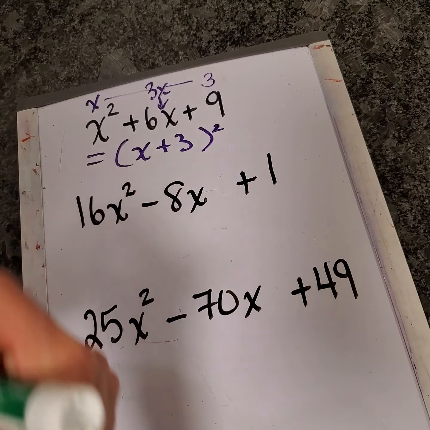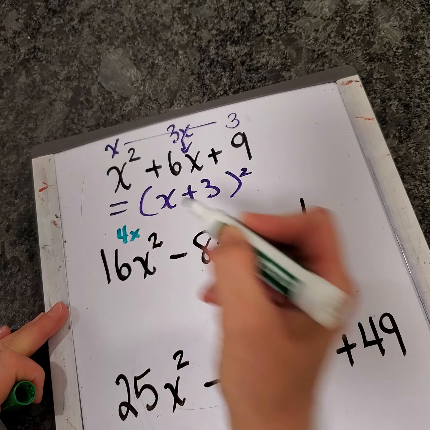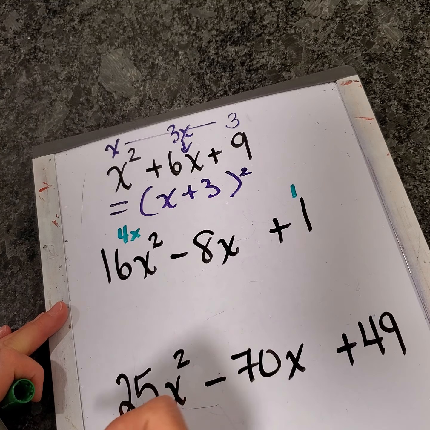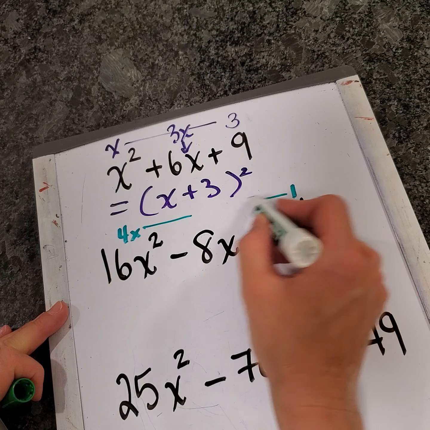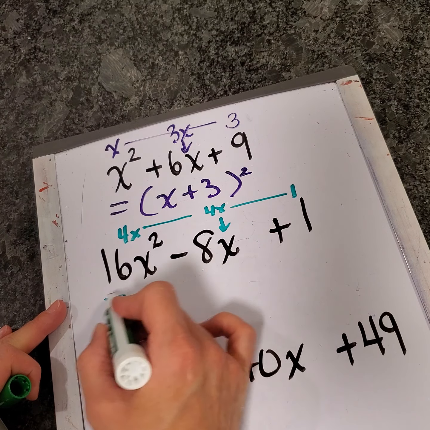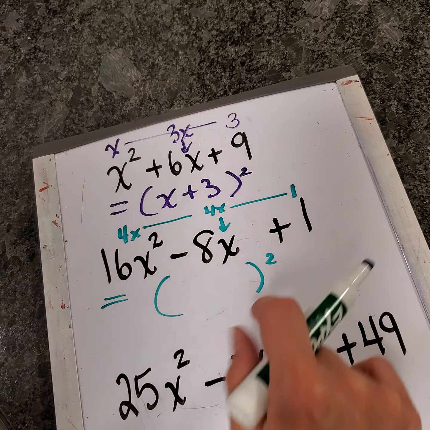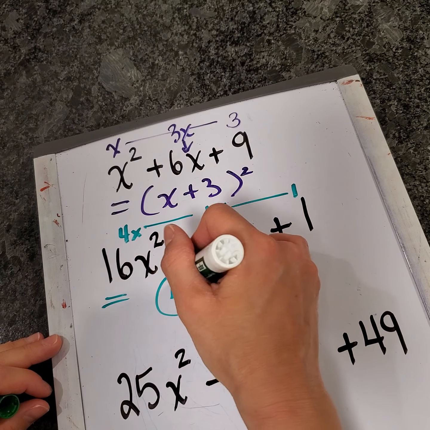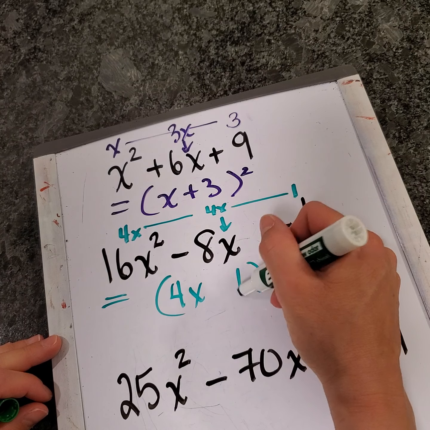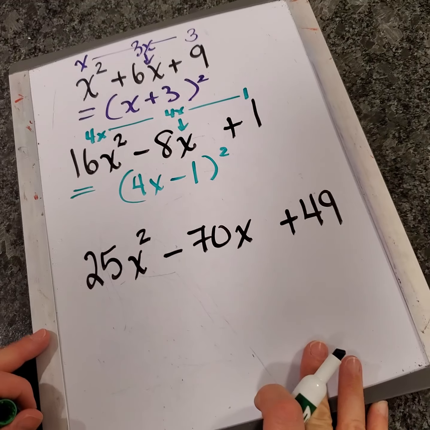Let's do another one. The square root of 16x squared is 4x. The square root of 1 is 1. 4x times 1 is 4x, and when I double that, I get 8x. Awesome. Bracket. I always do the bracket squared first so I don't forget about it. 4x goes at the front, 1 goes at the back, and this sign goes in the middle. I certainly hope it's coming back.